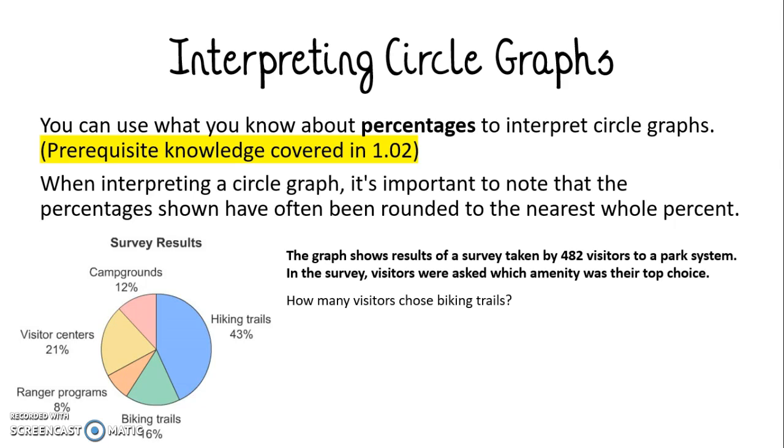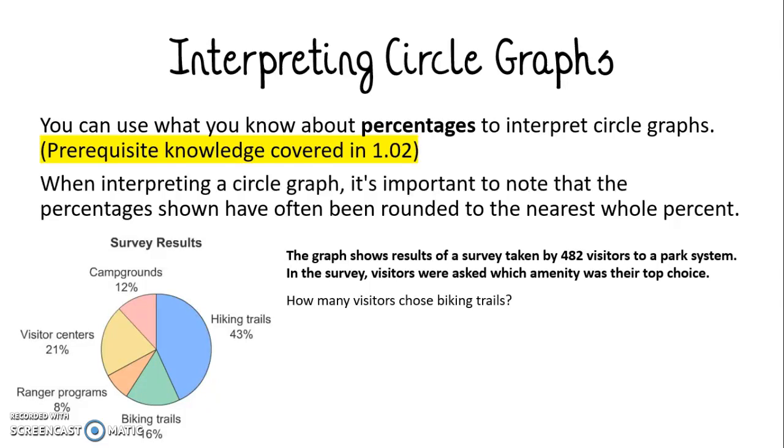Let's take a look at interpreting circle graphs. You can use what we've covered back in 1.02 with our prerequisite knowledge on percentages to interpret circle graphs. When interpreting a circle graph, it's important to note that the percentages shown have often been rounded to the nearest whole percent. So let's take a look at our example here. The survey results here show a survey taken by 482 visitors to a park system. In the survey, visitors were asked which amenity was their top choice.